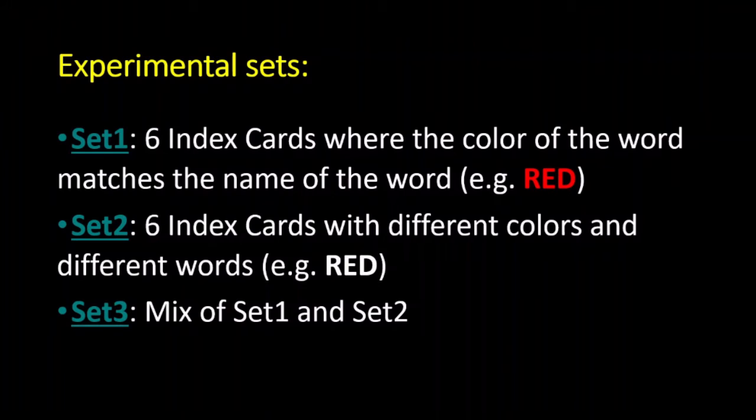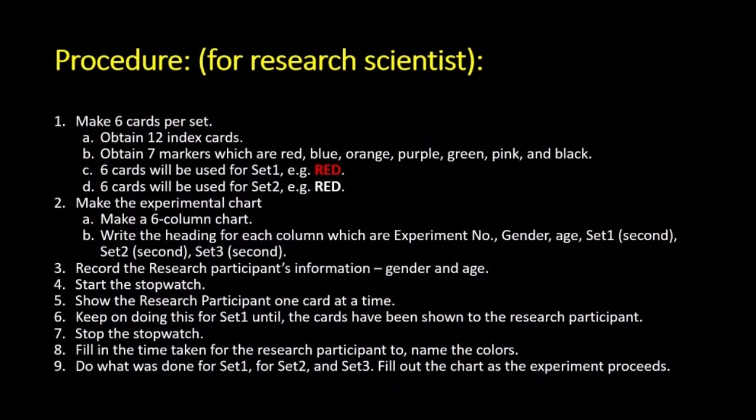Let me tell you how to conduct your experiment. While performing this experiment, you are a research scientist, don't forget that. So, this is the procedure for you. First, make 6 cards per set. So for that, obtain 12 index cards. Obtain 7 markers, which are likely red, blue, orange, purple, green, pink, and black.